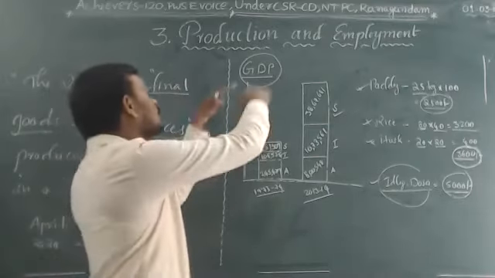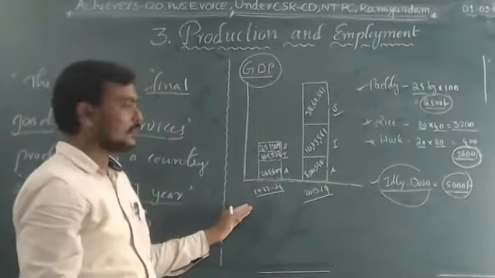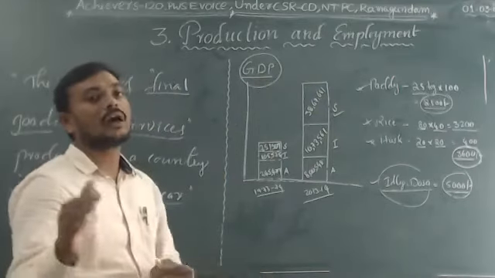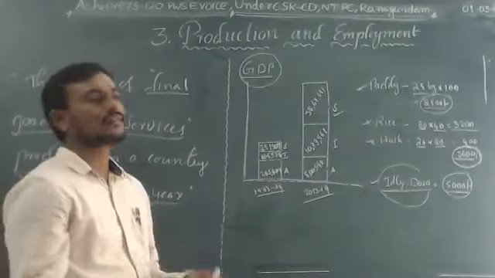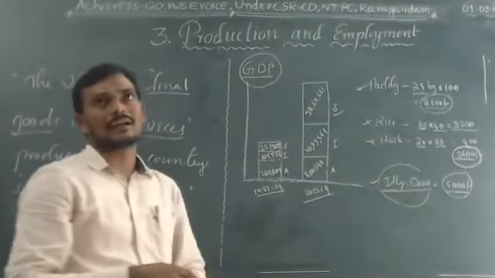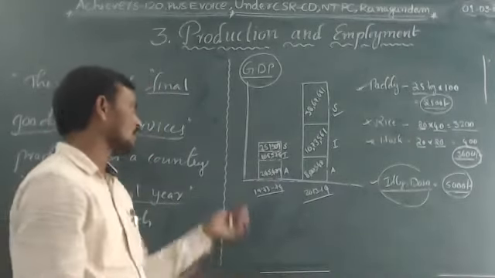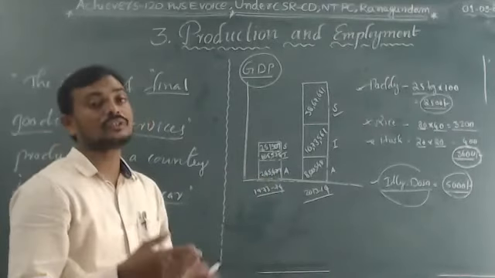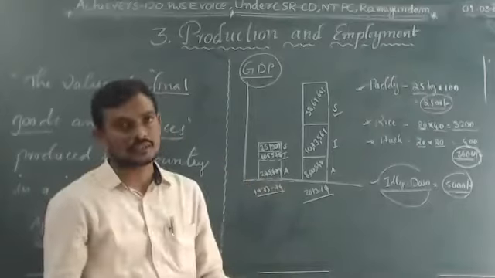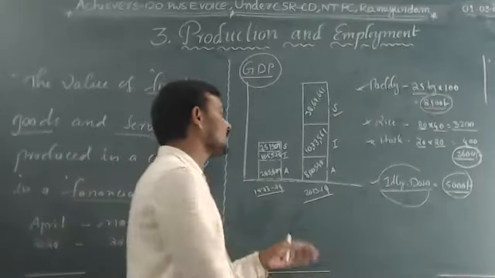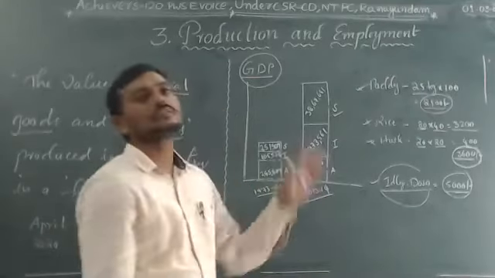So the student has to focus on this bar diagram and answer the following questions. Mostly the questions are asked based on the bar diagram. So what are the questions? Just now I asked you, which is the largest producing sector in 1973-74? Agriculture. Which is the largest producing sector in 2013-14? The service sector.